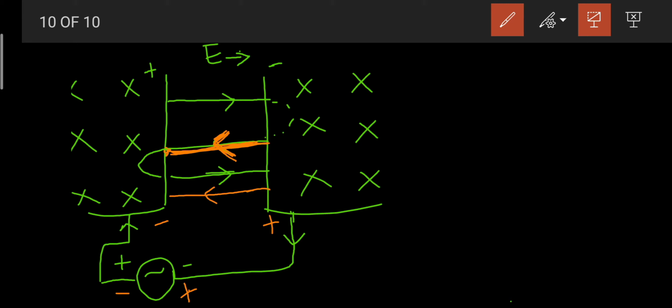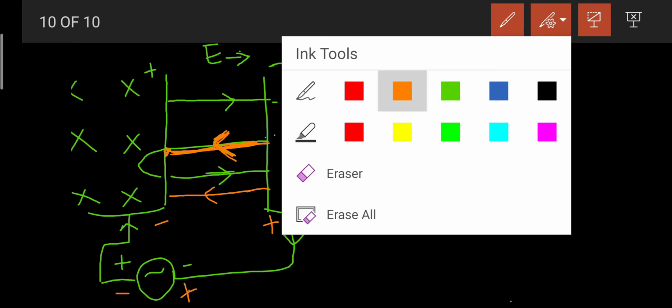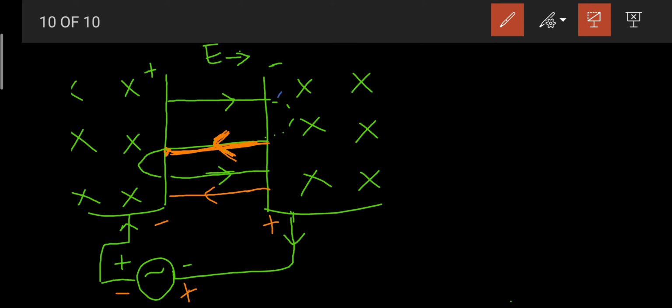Now this condition can be achieved, but we have to make sure that the time which a charged particle takes in this region of the D should be equal to the time when the polarity is going to reverse, right? The time taken by the charged particle in the D to curve and then again enter the electric field should be equal to the time taken by the battery to reverse its polarity, right? So t and t prime should be equal.